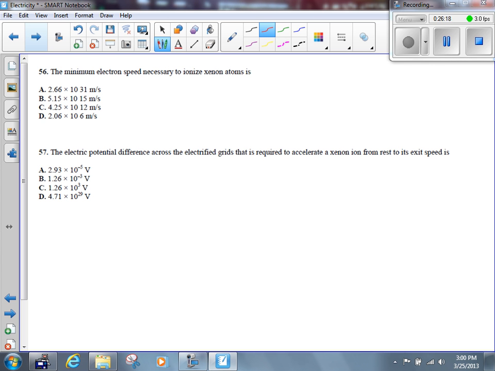I'm seeing this whole accelerate xenon ions, xenon atoms. I'm thinking conservation of energy. We start off with potential. We end off with kinetic. Got charge, I've got mass. I don't have the speed, nor do I have the initial potential. So that doesn't work for me. It's a valid concept, but I have two unknowns. That's okay.